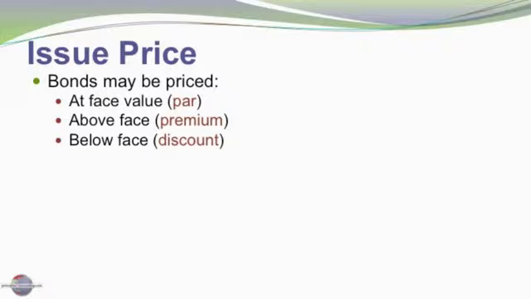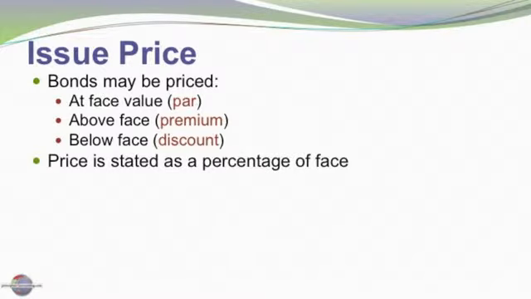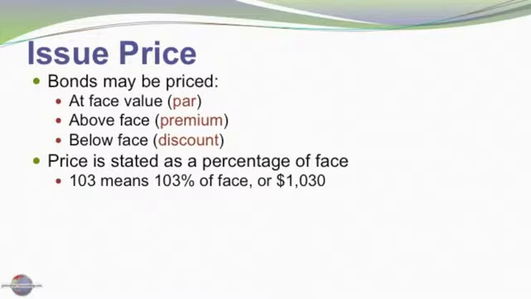If the market rate of interest and stated rate of interest are similar, we would expect the bond to issue, or sell, or price at par. If the interest rate on a particular bond, the contract rate, is above the market rate of interest, we would expect a premium, and conversely for a discount. Price is stated as a percentage of face. 103 means 103% of face value, or for a $1,000 bond, the price would be $1,030.